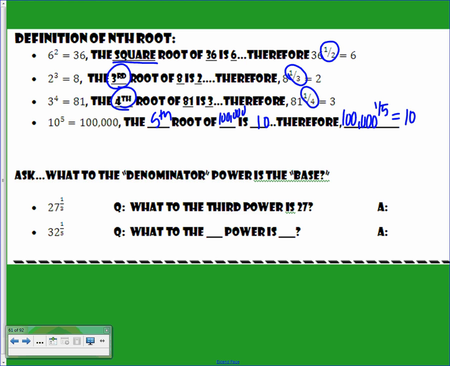So instead of writing third root and fourth root, we're going to write it to the 1/3 and 1/4 power. When you are evaluating these, you're going to say to yourself, what to the third power is 27? Well, that would be 3. So 27 to the 1/3 is 3. So 32 to the 1/5 says, what to the 5th power is 32? That is 2. So you're saying what to the bottom number gives you the actual base.